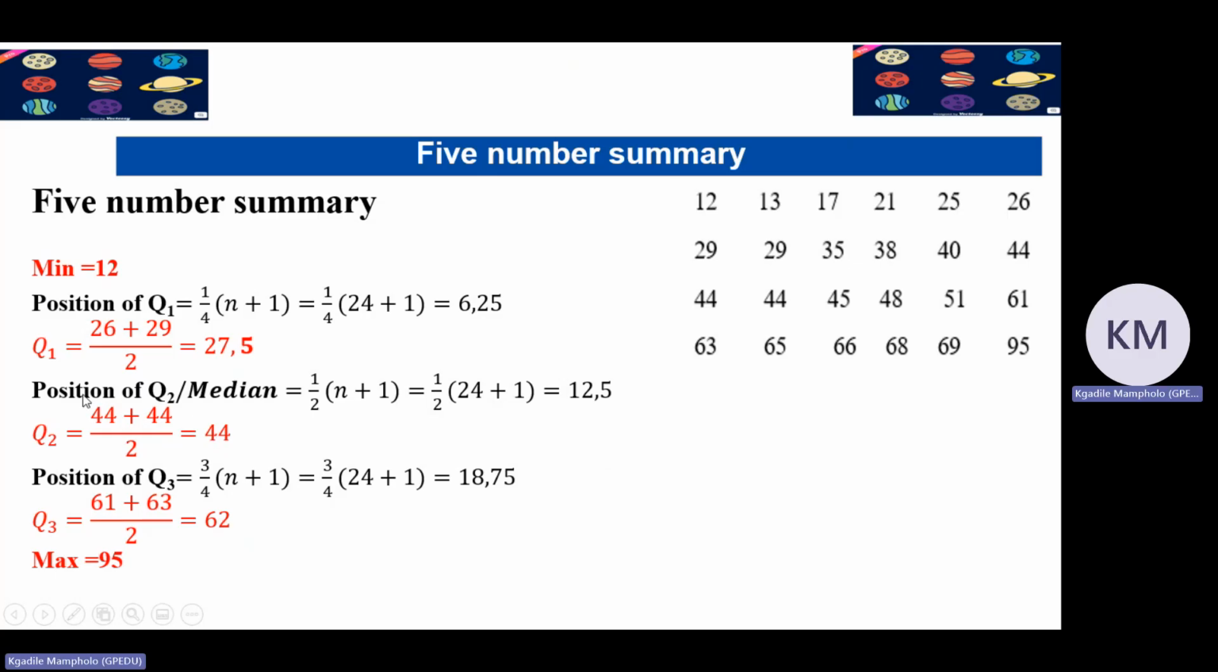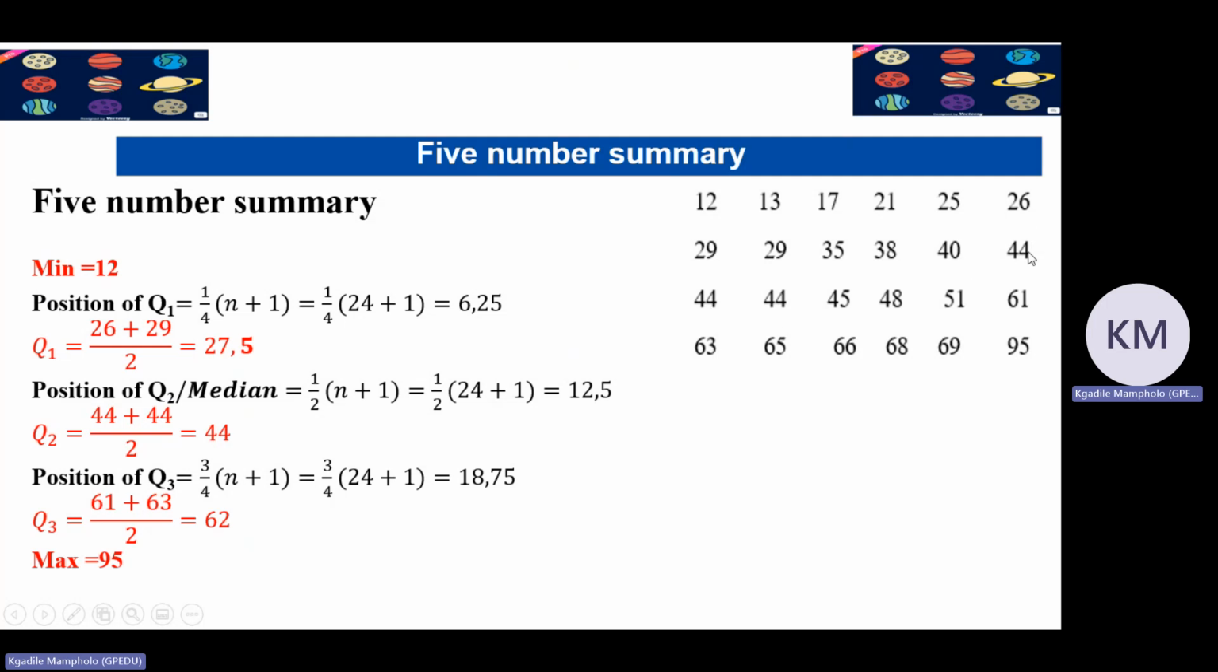The same applies when you are doing the position of the median. The position is the middle number. That is why the formula will be half into n plus 1. Now n is still 24, then you get 12,5. And again, since you don't have a whole number, 12,5 is between 12 and 13. So in this case, you take number 12 and number 13 and you divide them by 2.